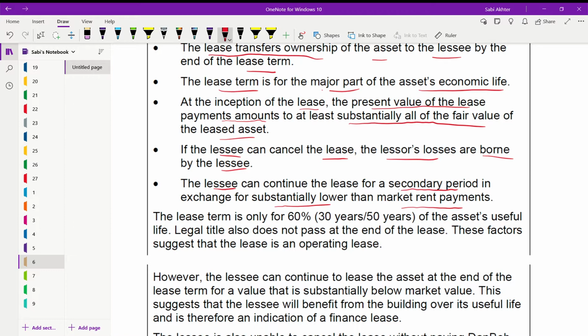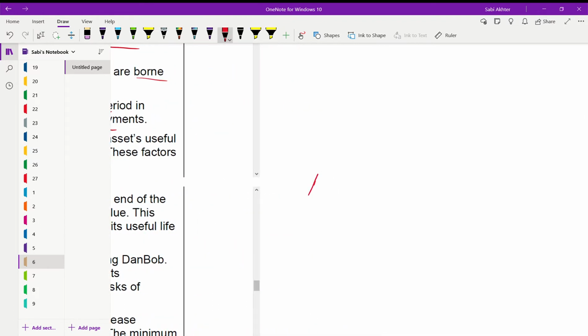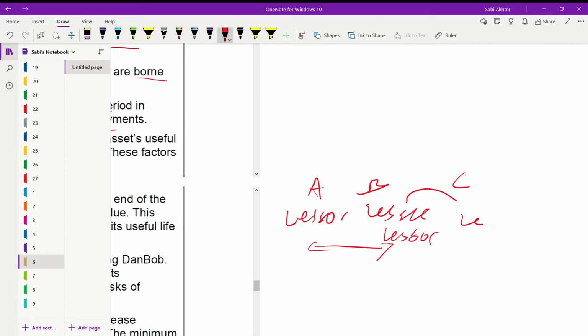The first one, the first person, okay, let me explain this like this. A, B, C. A is the lessor, B is the lessee. So A is leasing, they have a lease term. Now B is leasing to C. So B now becomes a lessor for C and C is a lessee.